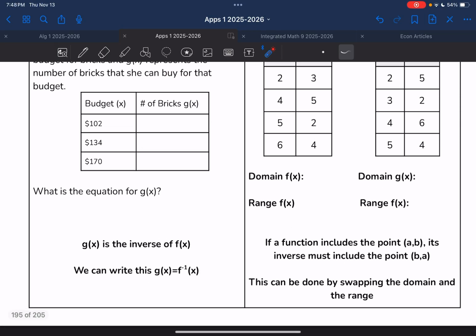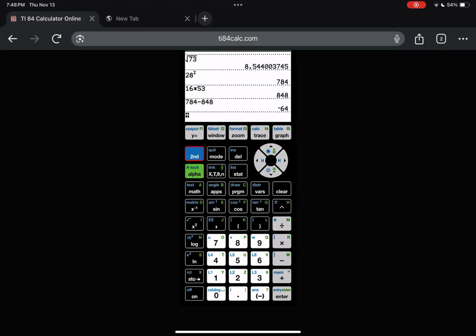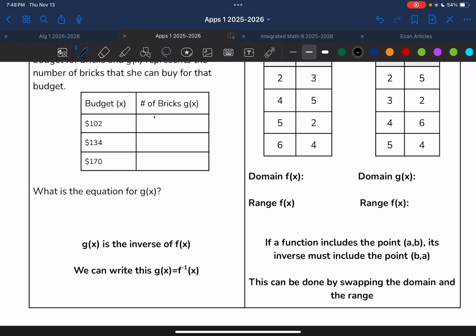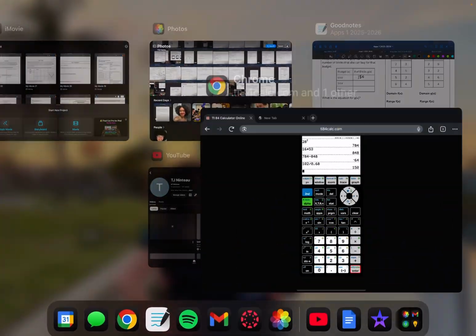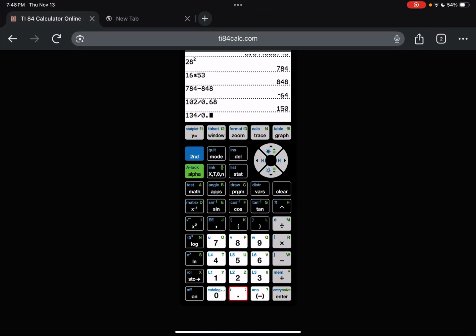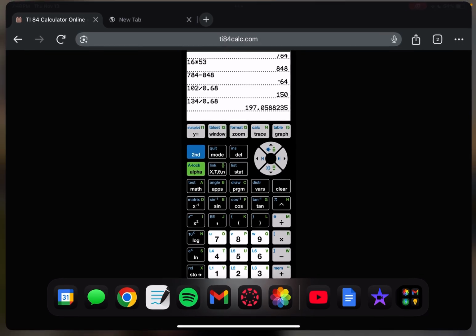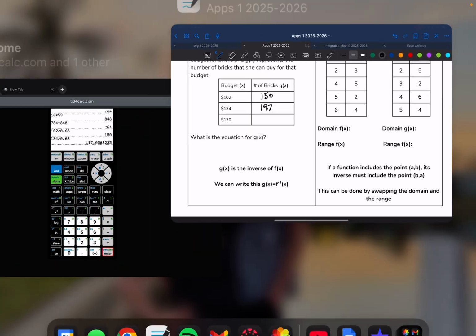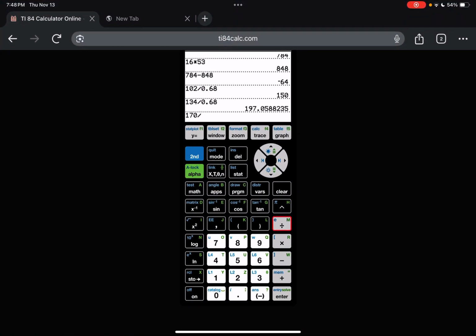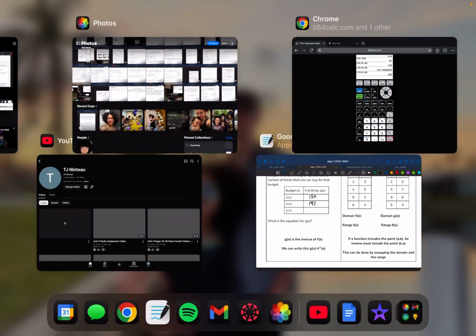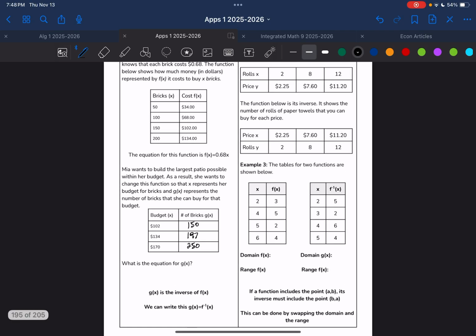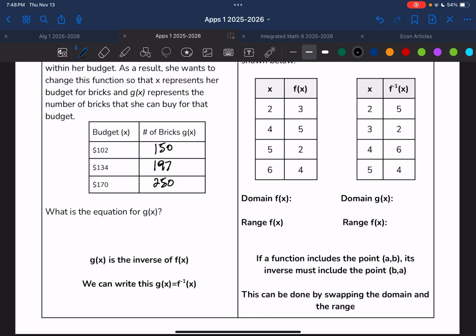And so if we know it's 68 cents a brick, well, if we want to figure out how many bricks she can buy for 102, we want to divide 102 by 0.68. You can see that she buys 150 bricks. For 134, again dividing by 0.68, that's going to be 197 bricks. And then for 170, she can buy 250 bricks. Okay. And what is the equation for this?